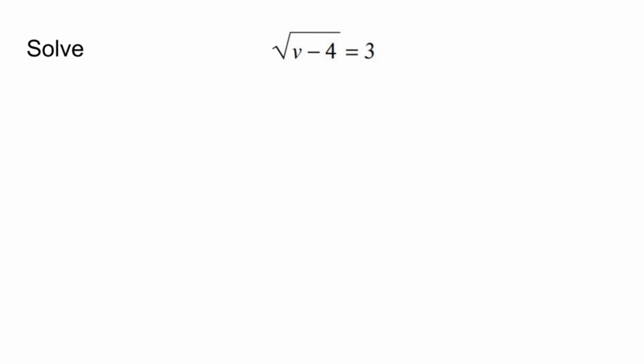If I want to get rid of a square root, the way you undo a square root is you square it. So if I were to square both sides, that will make the square root on the left side disappear like so. Now we have 3 to the second power on the right. 3 times 3 is 9, bada bing. Okay, it's a regular old one-step equation now.